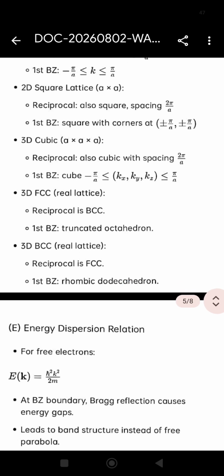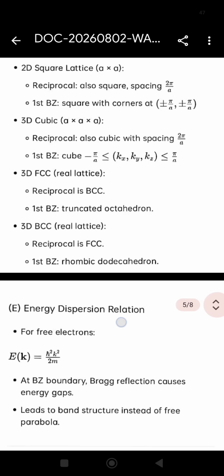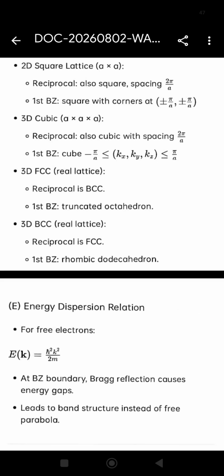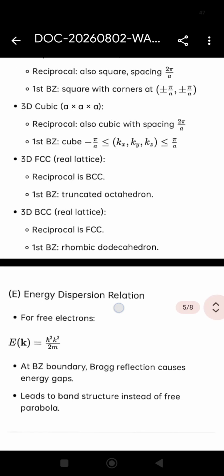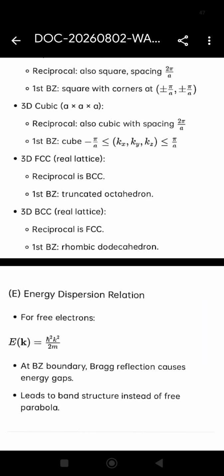Third, cubic a cross a cross a: the reciprocal is also cubic with spacing 2 pi by a. The first Brillouin zone is a cube, with kx, ky, kz each between minus pi by a and plus pi by a.